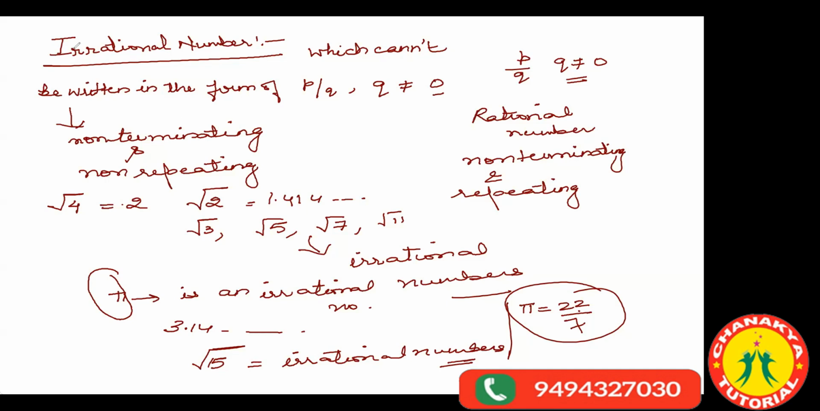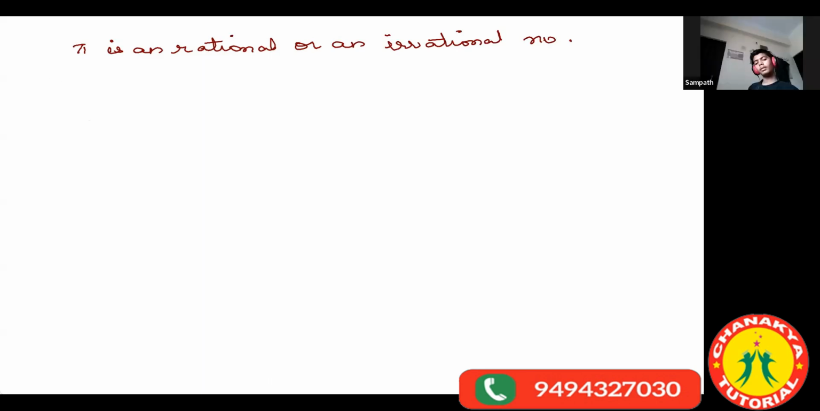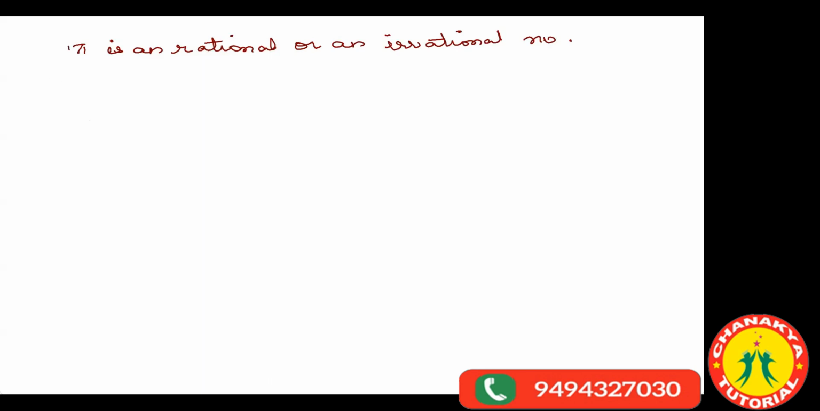Now, the next thing is, suppose in any question you are asked whether pi is a rational number or an irrational number, you have to justify this. So first of all, children, what are rational numbers? Numbers which can be written in p by q form, where q is not equal to 0. Yes, good.